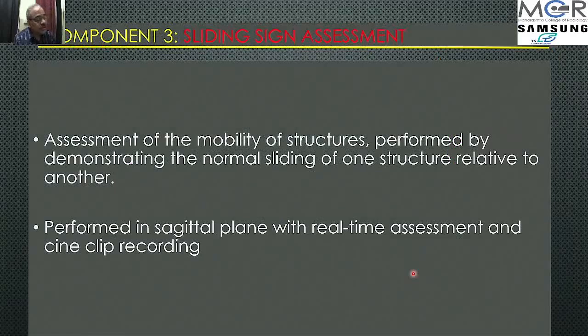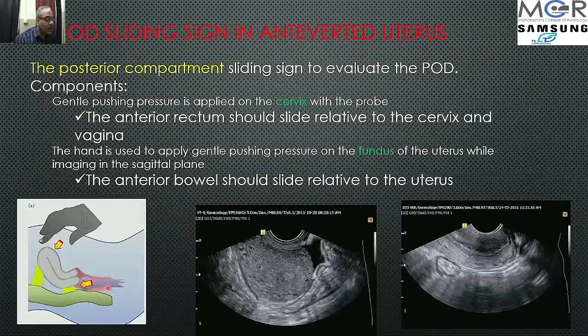The next component is sliding sign assessment. This is the assessment of mobility of structures, and we need to do certain maneuvers to demonstrate the normal sliding of structures against each other. This is done in real-time assessment with a cine recording. We will show you some demo of this. For an anteverted uterus, the probe is pushed into the posterior lip of the cervix or the fornix, and then somebody else pushes the fundus down. Once you do that, you can see the movement.